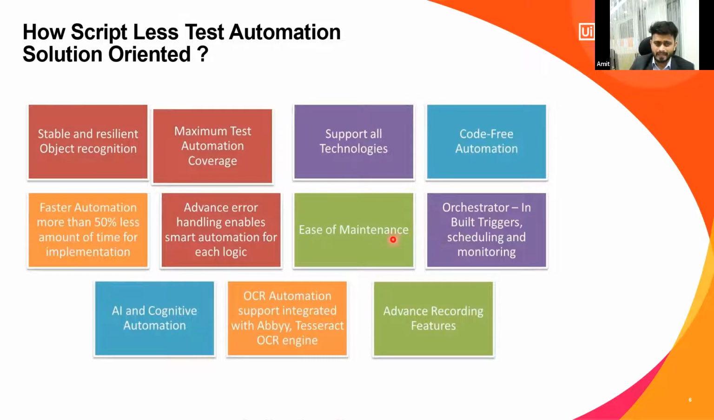Then it's ease of maintenance, right? So we can very easily get 70%, as I mentioned, 70% accuracy while maintaining those test scripts at the maintenance phase, right?